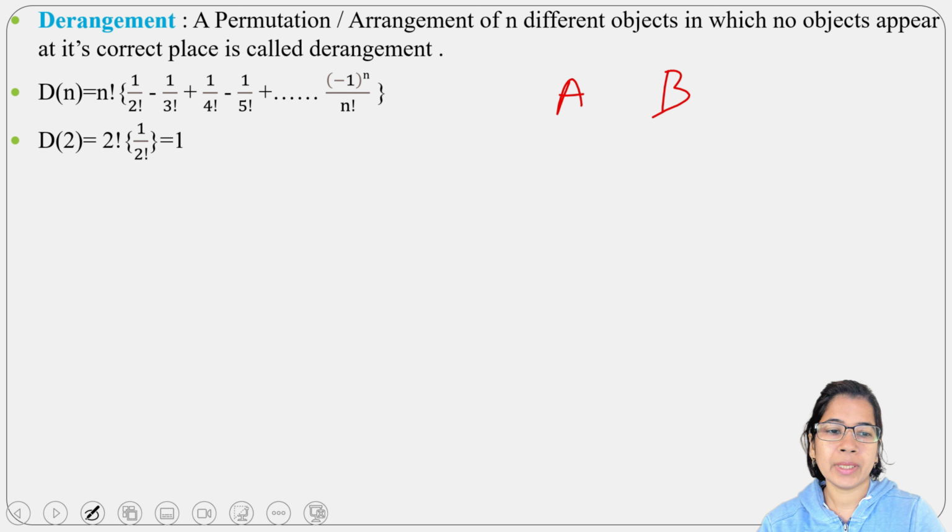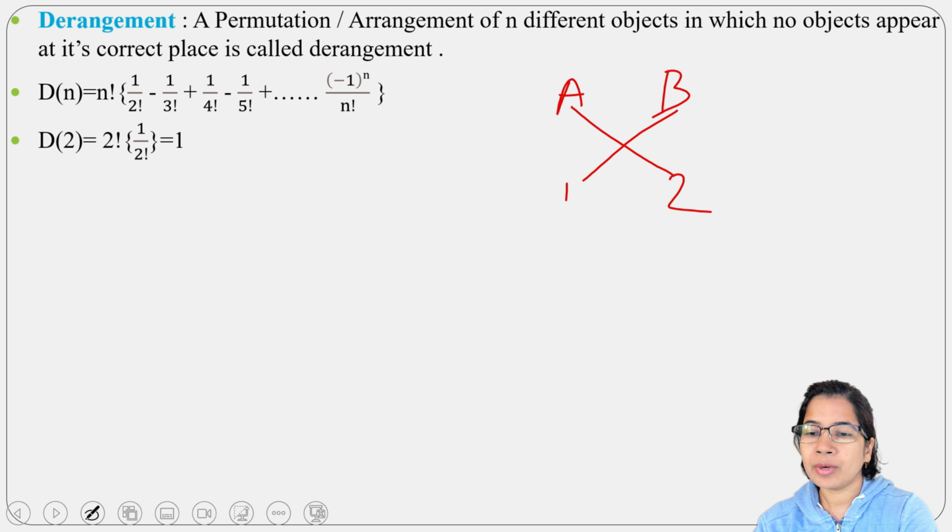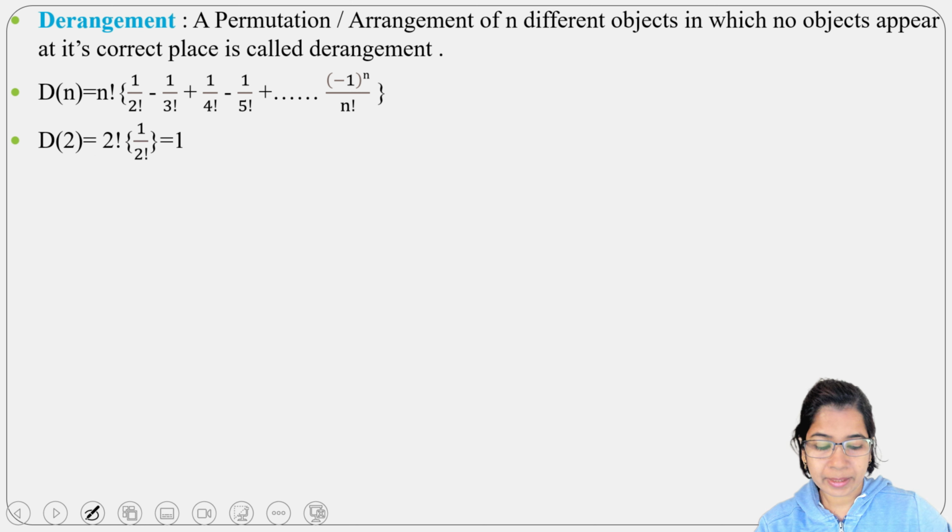Let A, B be the objects and we have 2 places, let 1, 2. A should be placed in 1, B should be placed in 2. If we place A in 2 and B in 1, then that's a derangement. We can do just one derangement: A we keep in B's place, B we keep in 1's place. And by the formula, as n equals 2, it is 2 factorial times 1 divided by 2 factorial. So these 2 factorials will be cancelled. We will get 1.